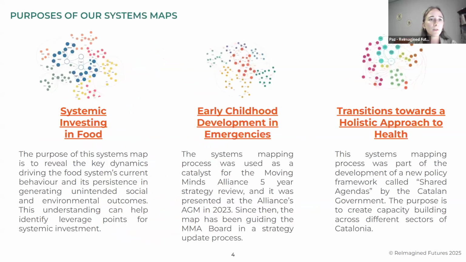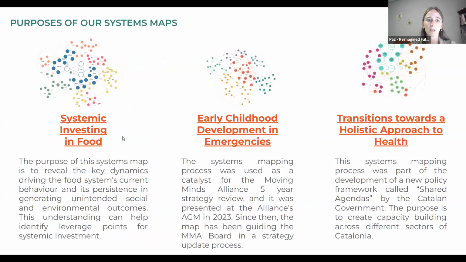Then we have three different purposes that our systems maps try to achieve. One of them is we use systems maps for systemic investing. For example, this systems map, investing in food. The purpose is to reveal the key dynamics of a complex system and its unintended consequences. In this case, what are the unintended consequences of the global food system, and identifying leverage points for systemic investing.